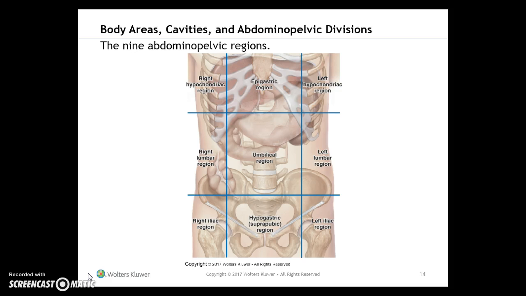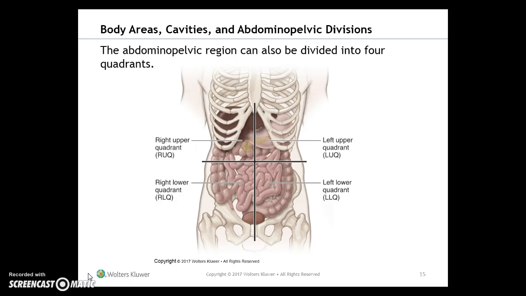This is the 9 abdominopelvic regions. So become familiar with those: the hypochondriac region, left and right, the lumbar region, left and right, the iliac region, left and right. And we see the epigastric region, the umbilical region, and the hypogastric or suprapubic region. Again, this slide, very important.